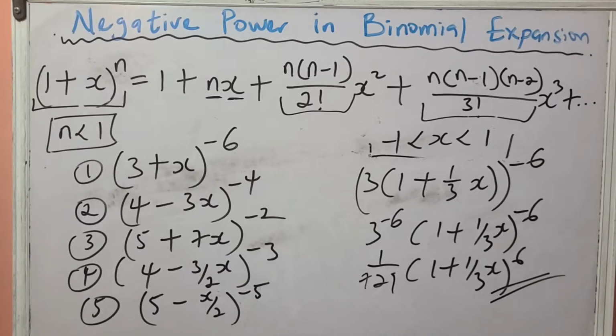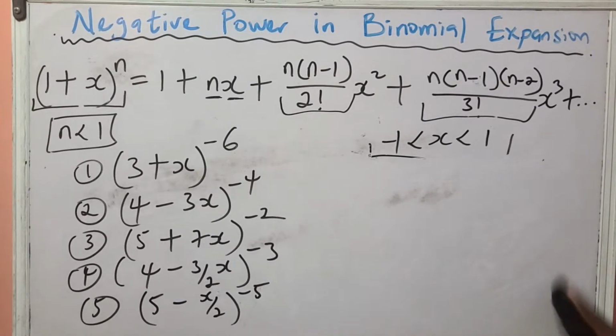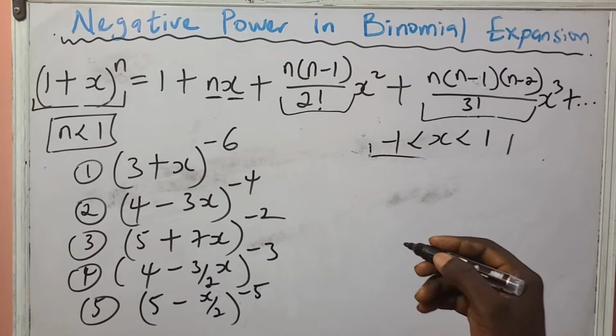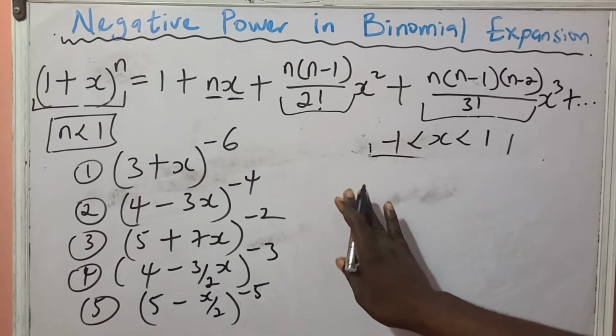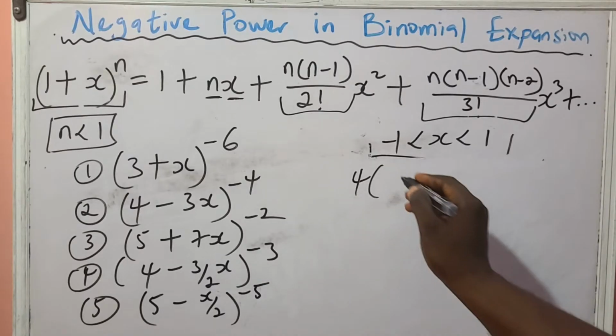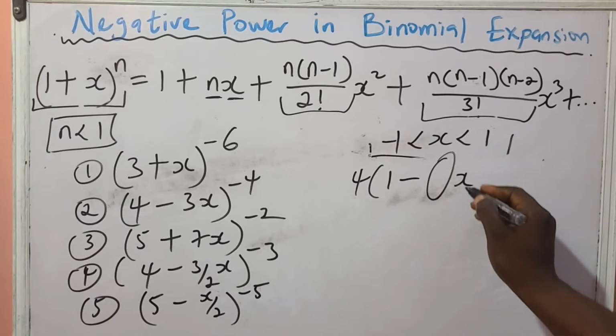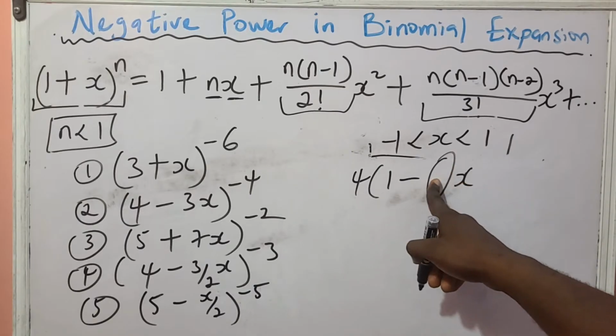All right. So let's solve the next question. We have 4 minus 3x raised to the power minus 4. The very first value that we have is 4, and then you have to have 1 minus. Now what you don't know, what are we going to have here?